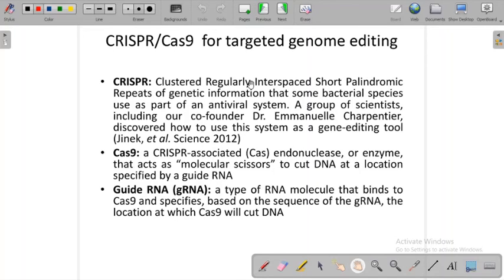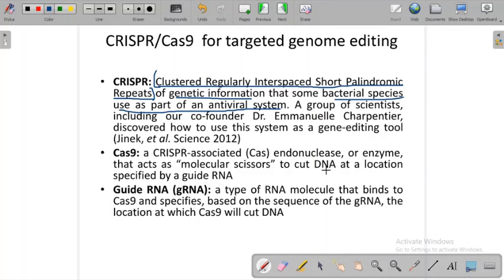Now we will see the method first of all. There are three things you need to remember: one is CRISPR, the other is Cas9, and the other one is guide RNA. So what is CRISPR? It is clustered, regularly interspaced short palindromic repeats. Okay, this is the long form of CRISPR. And this CRISPR is genetic information that some bacterial species use as a part of an antiviral system.